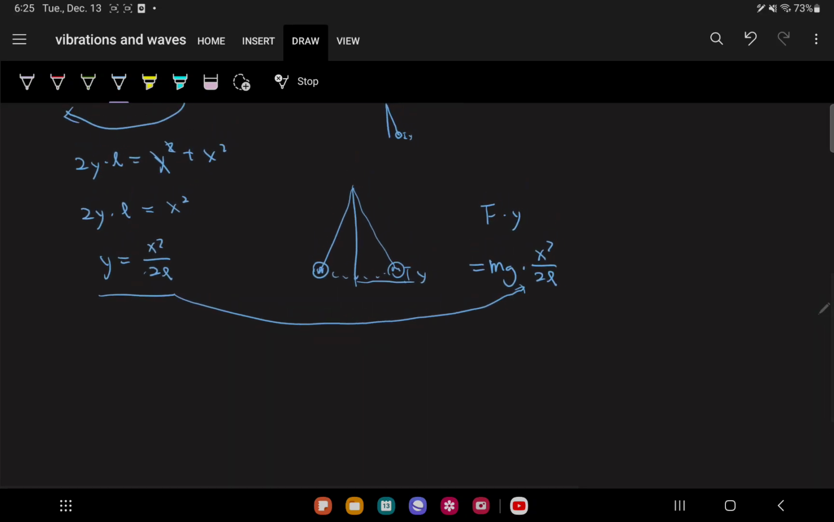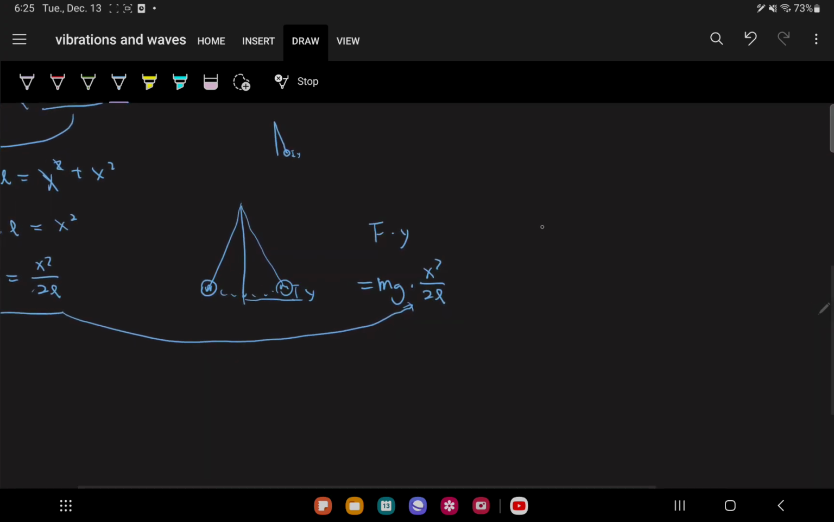So this is going to be our potential energy for our spring, because think about it, when the pendulum oscillates like this. I'm going to redraw the diagram.